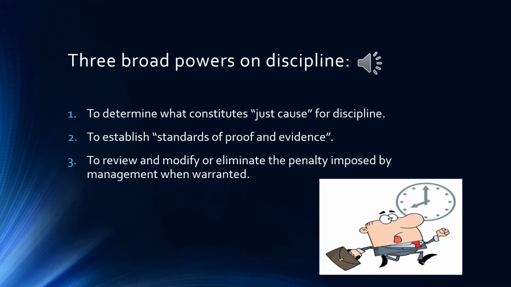Arbitrators have 3 broad powers on discipline. Number 1, to determine what constitutes just cause for discipline. Number 2, to establish standards of proof and evidence. Number 3, to review and modify or eliminate the penalty imposed by management when warranted.